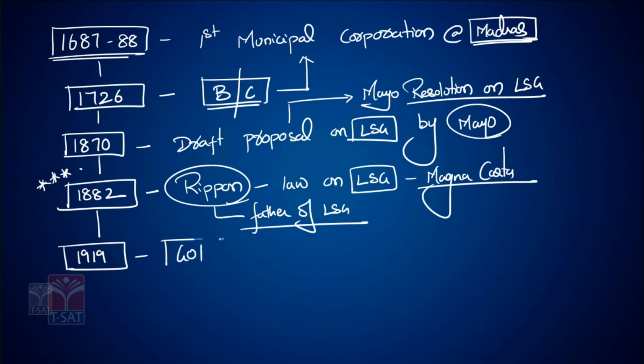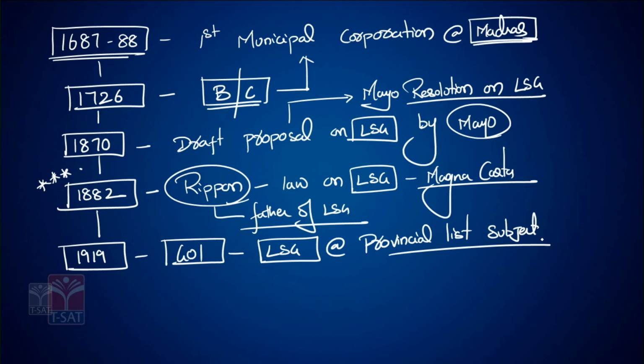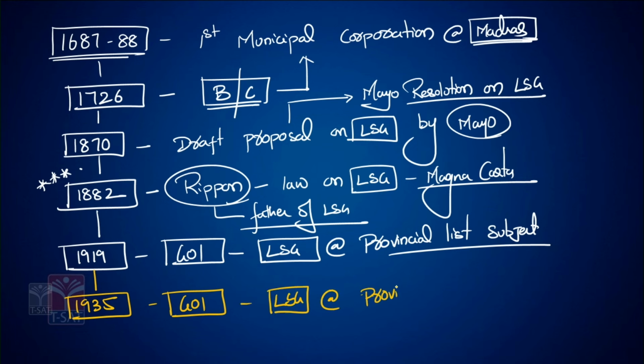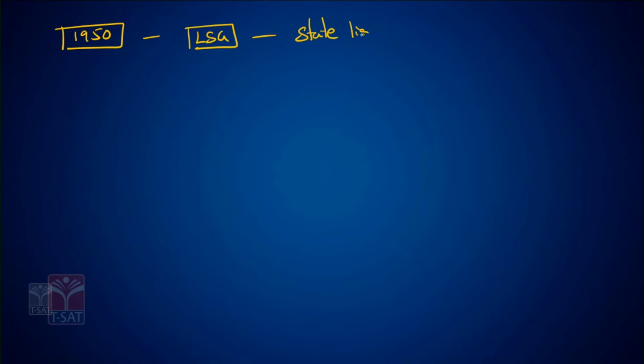The next thing we have is 1919. The Government of India Act 1919 made local self-governance part of the provincial list subject. Then we have 1935. The Government of India Act made local self-governance part of the provincial list subject. This is in 1935. Next, what happened? After 1935, we have 1950. Local self-governance is part of the state list subject in the constitution.